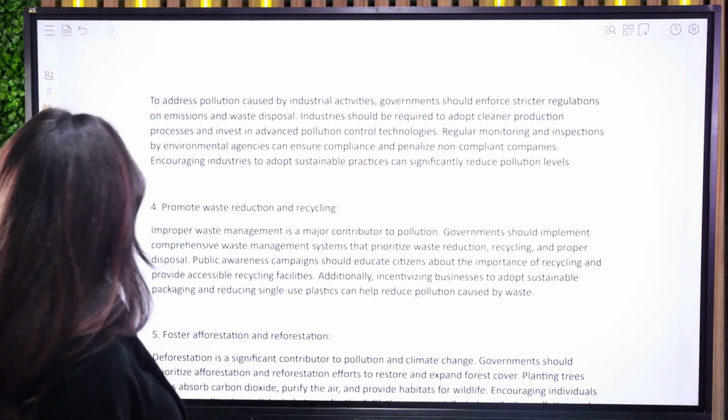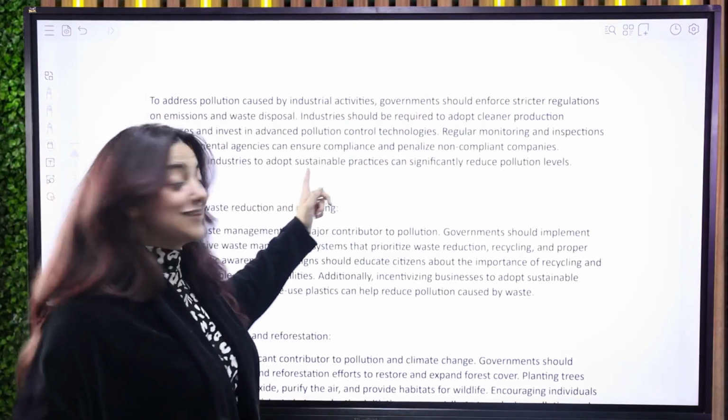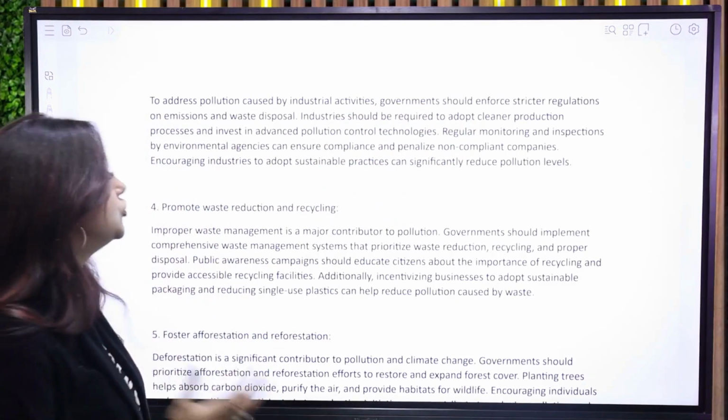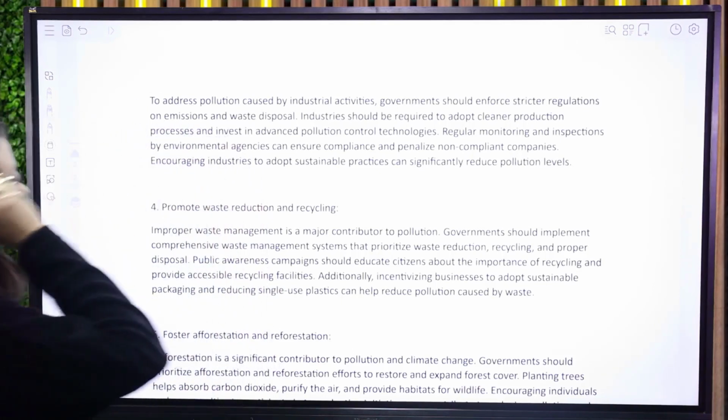Okay, this is one way. And by that way, it will encourage industry to adopt sustainable practices which can actually significantly reduce pollution levels. Okay.